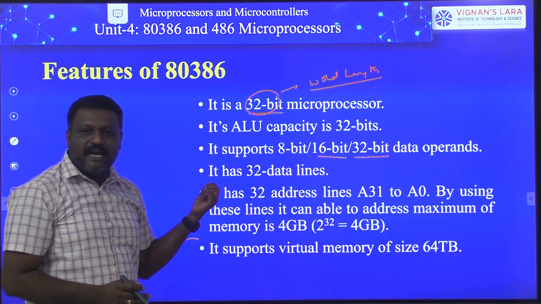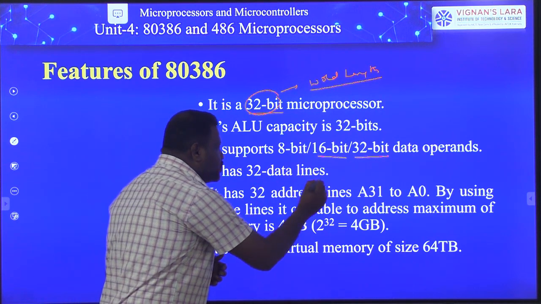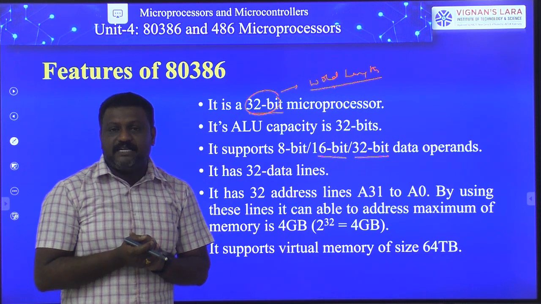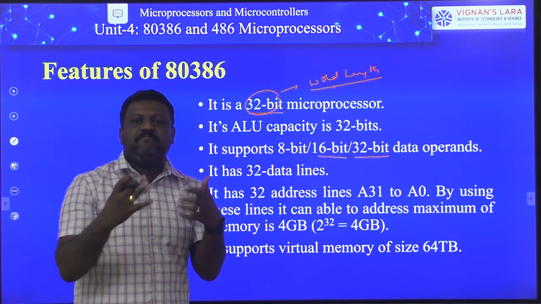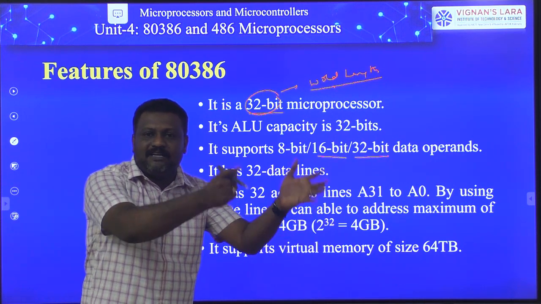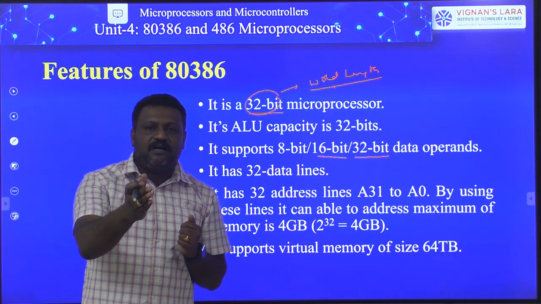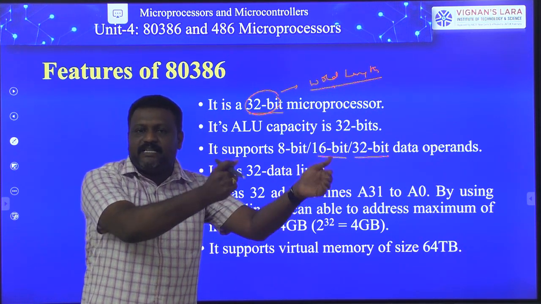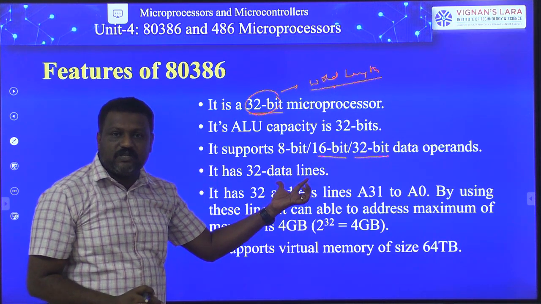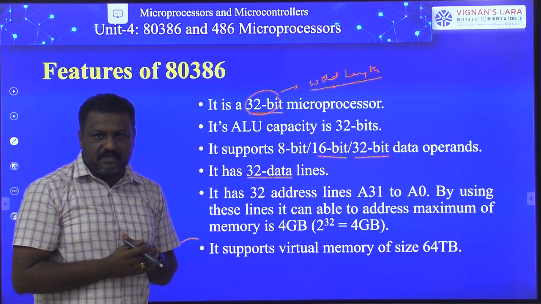And coming to the next, it has 32 data lines. Already we discussed this, because this 80386 processor's word length is 32 bits. The word length means the number of bits it recognizes, that is, the number of bits it transfers or receives at a time. Your processor can transfer 32 bits at a time, or it can receive 32 bits at a time. That happens with the help of data lines, so your 80386 has 32 data lines.